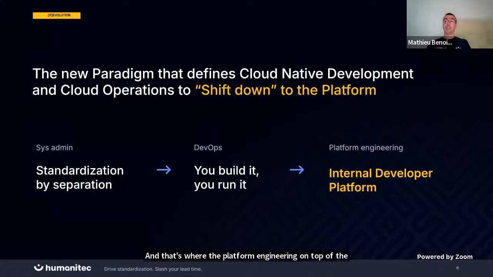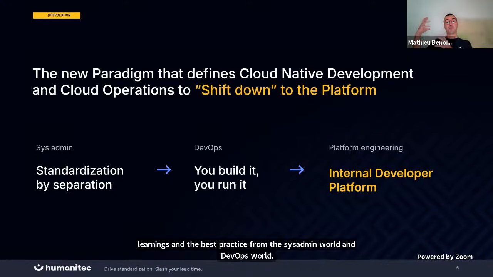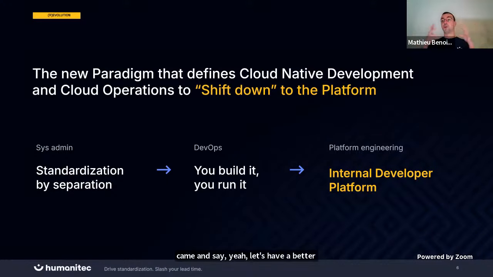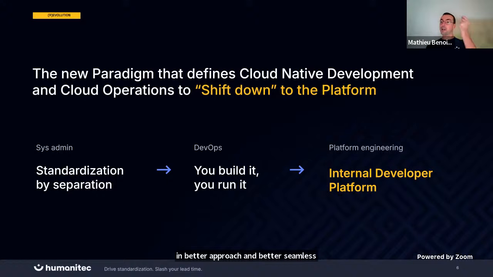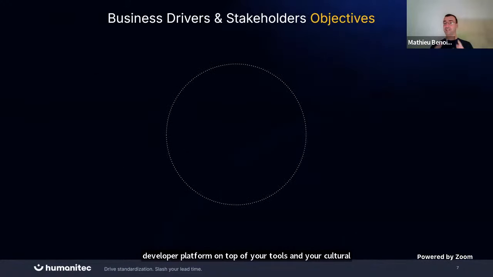DevOps world, came and say, yeah, let's have a better collaboration. And having these two worlds in better approach and better seamless interaction. So that's where the platform engineering era is coming from. And that's where you may be looking for building your own internal developer platform on top of your tools and your cultural process in place, right? Because it's all about reusing what you have, right? It's not reinventing the wheel, it's just optimizing.